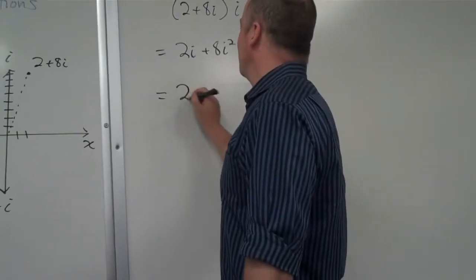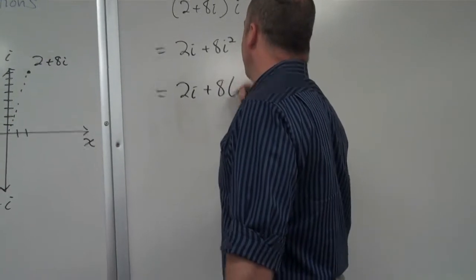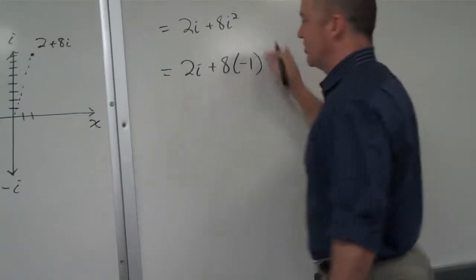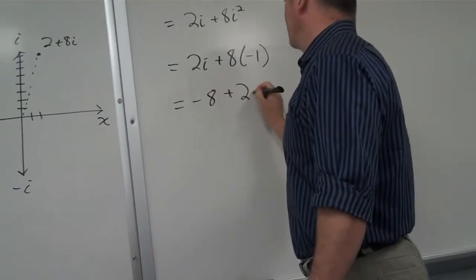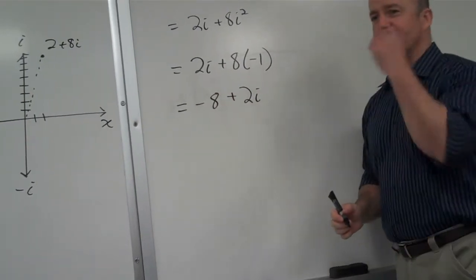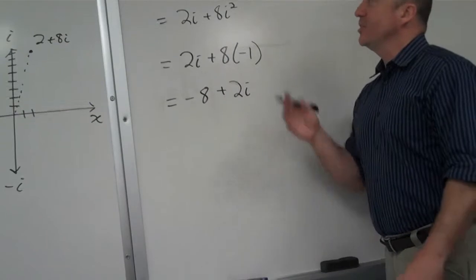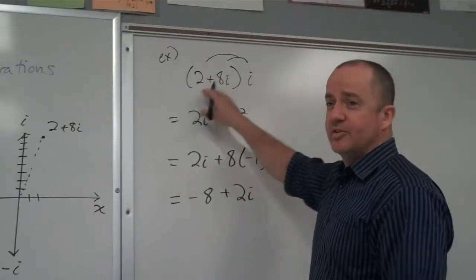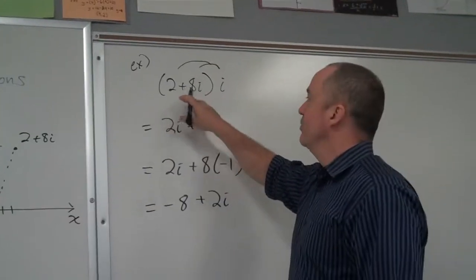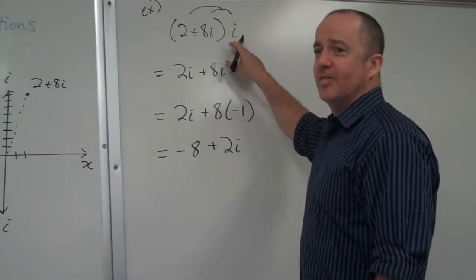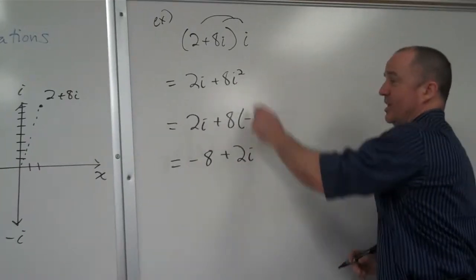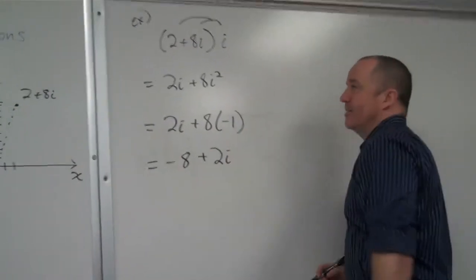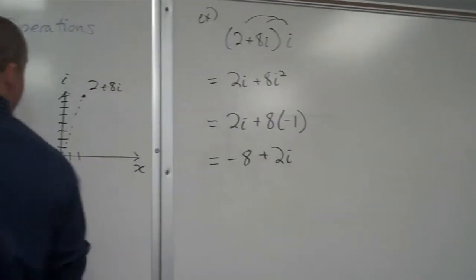Okay, so this is going to be 2i plus 8 times negative 1, because i squared is negative 1, or negative 8 plus 2i. Why do you multiply it by i? Well, I wanted to do an example of how you can still multiply when you don't have both components. Just treat it like it's a variable. Right, except from here to here. Well, obviously. But now check out what happens.